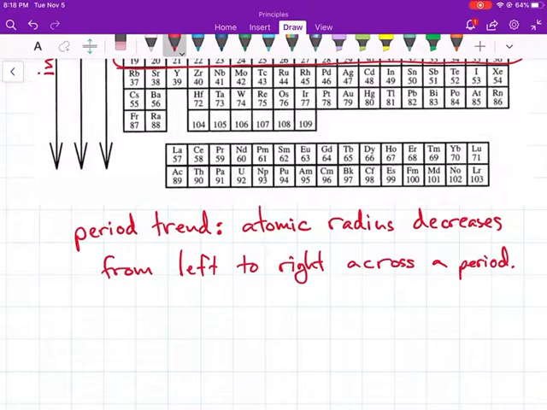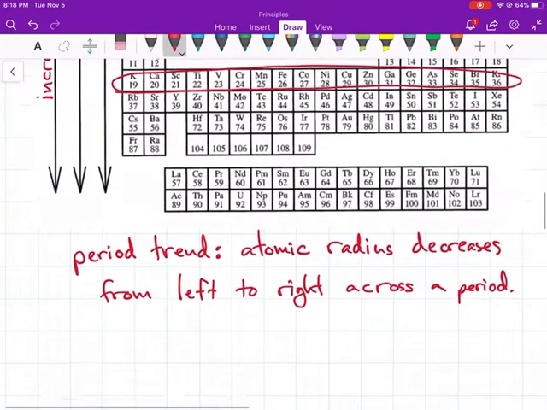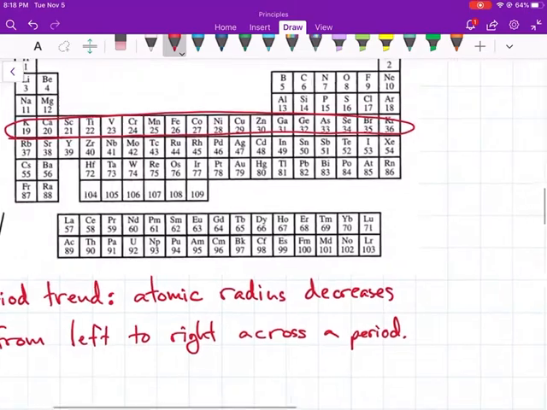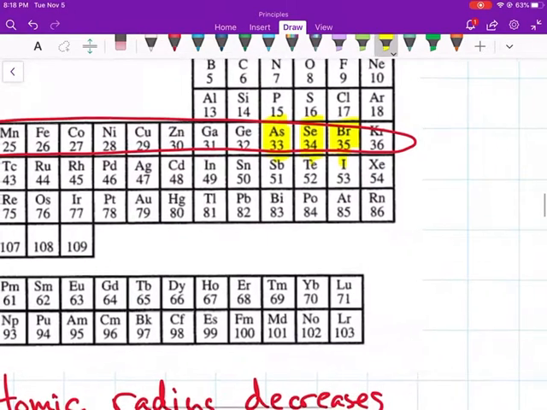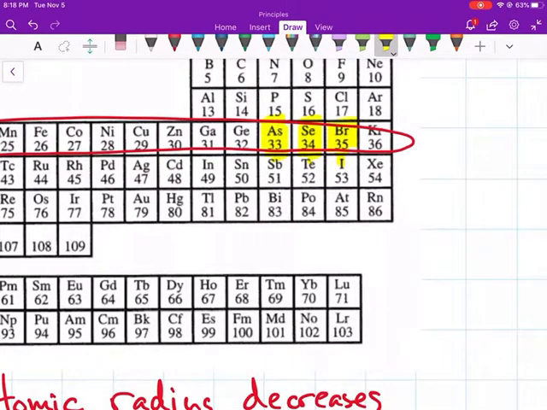Now why is that? Well, if you think about it, what's happening here? Let's just highlight a couple of these atoms. Let's say we're talking about arsenic and selenium and bromine. These atoms are roughly the same size, but the question is, why would arsenic be larger than selenium, and why would selenium be larger than bromine? Because bromine actually has more electrons, and selenium has more electrons than arsenic. So we're actually going up in electrons as we move across that period.